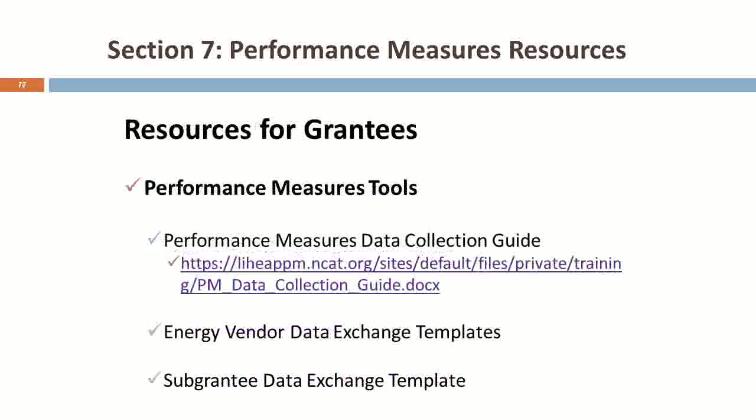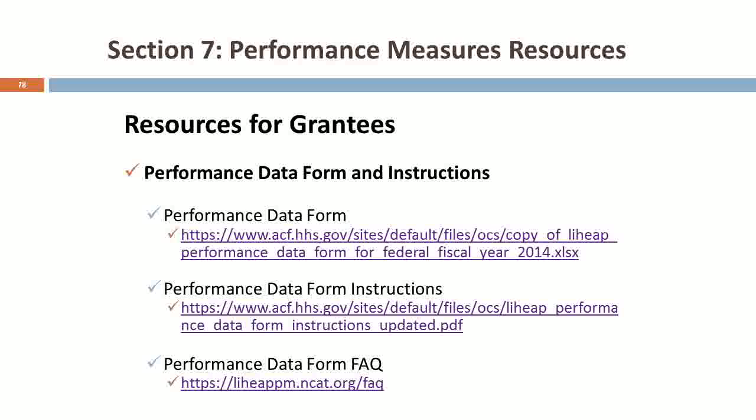There are also a number of tools which have been included in your packets. So the Performance Measures Data Collection Guide goes through step-by-step exactly what data you need to collect. We also provided you with energy vendor data exchange templates and the sub-grantee data exchange templates. And as you notice, they do have cover pages on each one. So it's a little bit difficult to see what's underneath each one, but in the top right-hand corner, there's an identifier of exactly what data exchange template it's referring to. There's also, of course, resources available on the ACF website, the form, the official instructions, and then back to the performance management website, we have the frequently asked questions.